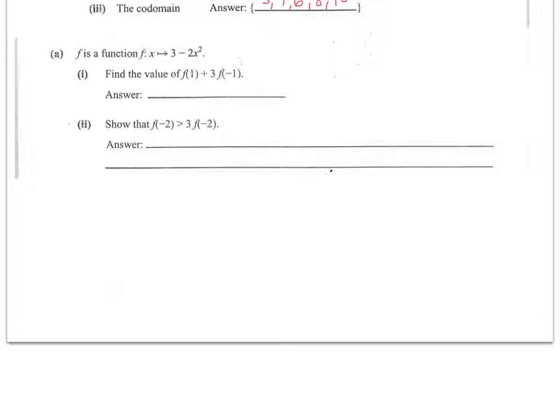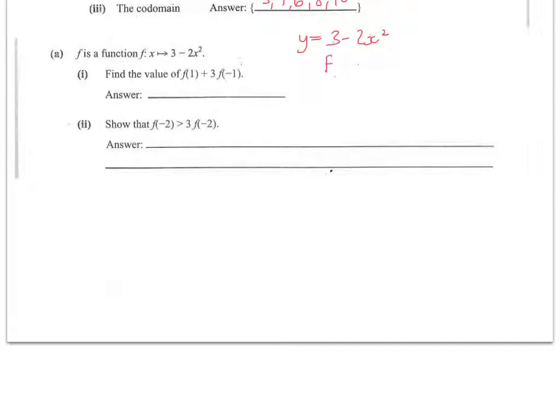You're given a function, so f is a function where x is mapped onto 3 minus 2x squared. So again, to simplify the function, it's basically y is equal to 3 minus 2x squared. So we have f of 1 and 3 lots of f of minus 1. The key thing is I need to work out what f of 1 is, and separately work out what f of minus 1 is.